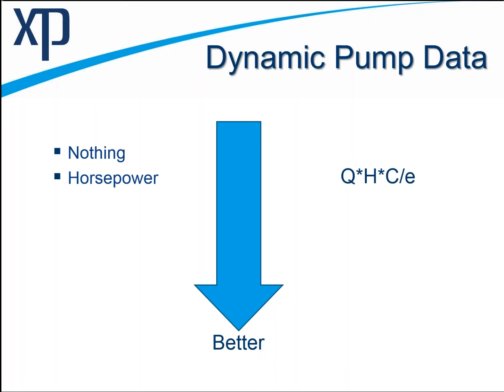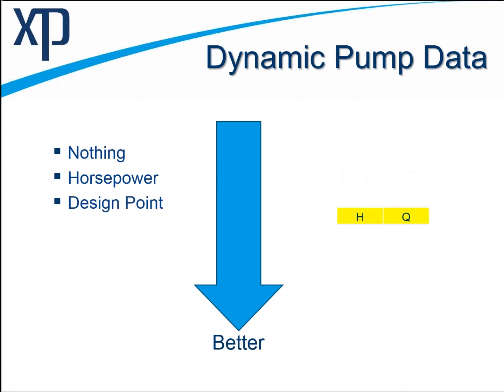A little bit better would be horsepower, and a lot of times this will come from people working in operations. Well, they'll know the pump based on the nameplate to be a 50 horsepower pump. Well, the problem is horsepower is related to flow and head, so you've got two unknowns in one equation, and so you need to make some assumptions to try to convert horsepower into something useful on a pump curve. But it's better than nothing.